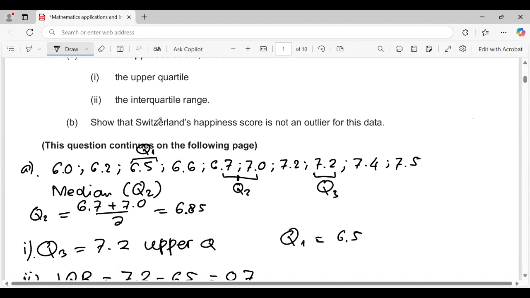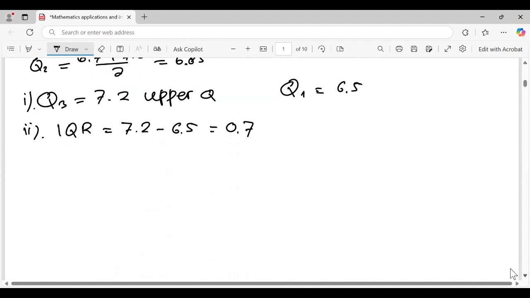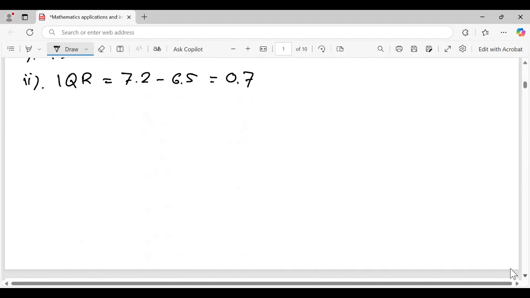Show that Switzerland's happiness score is not an outlier for this data. All right, I'm going to look at the space up here. To check if the happiness score 7.5 is an outlier, we have to find the lower bound. Okay. First, the lower bound.